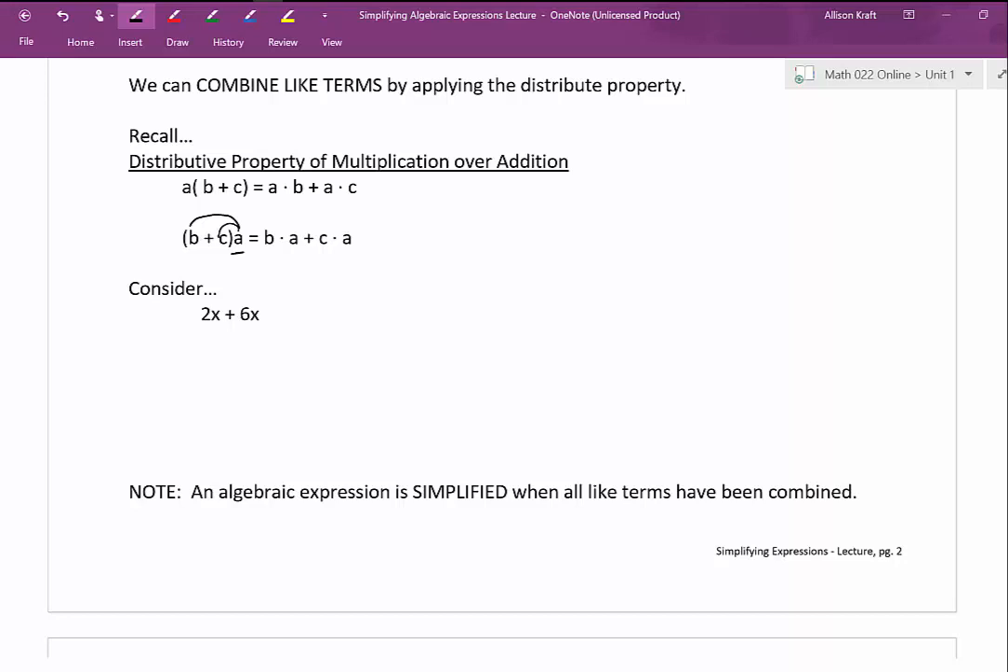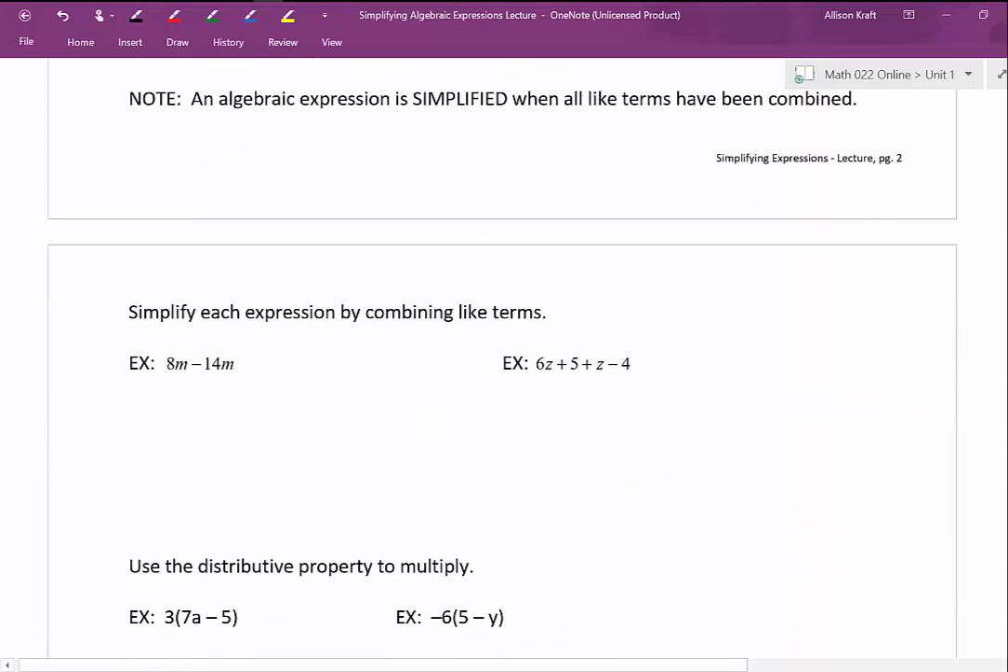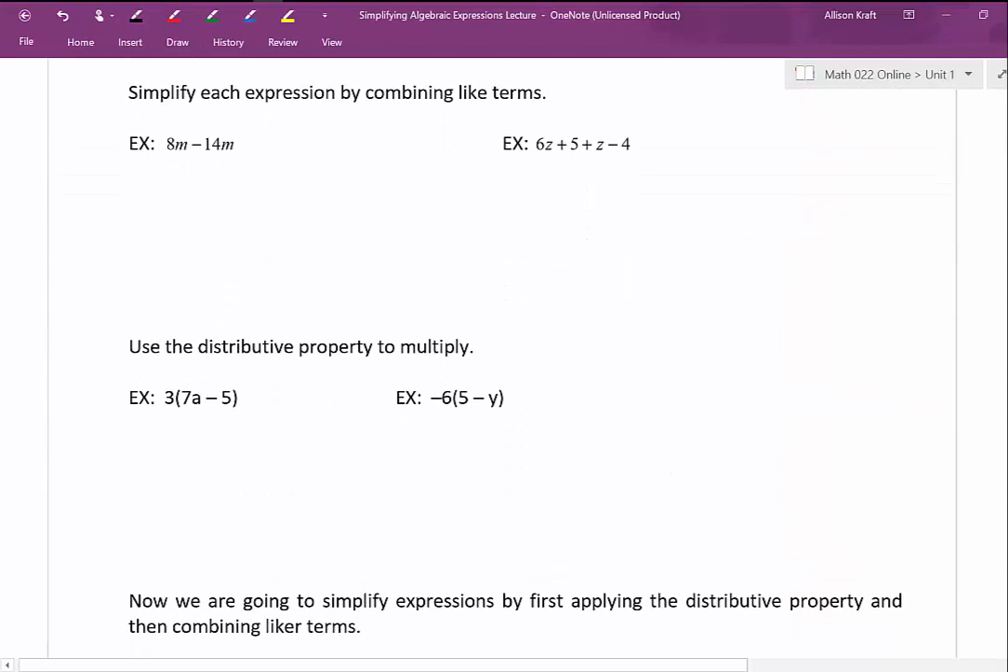Using the distributive property of multiplication backwards, this can be rewritten as 2 plus 6 times x. Following our order of operations, we'll add what's in the parentheses first, which gives me 8, and then the x is still there. So 2x plus 6x gives us 8x. An algebraic expression is simplified when all like terms have been combined. Let's simplify each expression by combining like terms.